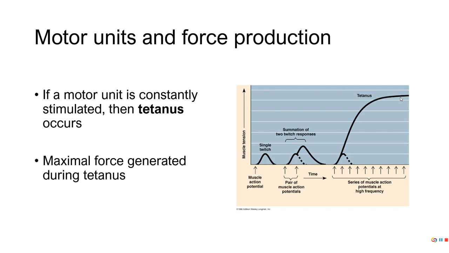And so we generate maximal force. We have greatest force production during tetanus. The muscle's not given a chance to relax. We're getting as many cross bridges as we possibly can. And so we have great force, great tension, great contraction. And so that's how we're ending week 4.